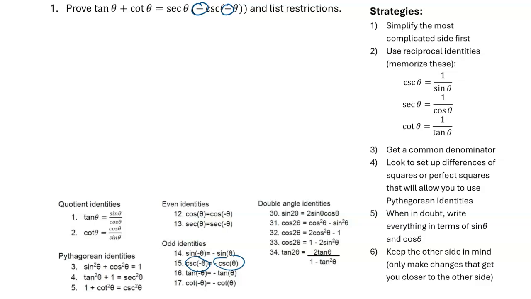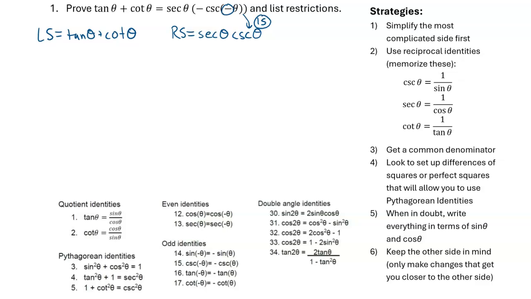So if this was not a negative here, then we'd have negative cosecant of theta, but because it's negative of that negative, it actually becomes positive. And so the right side of this equation is going to become secant theta times positive cosecant theta. We've applied identity 15 in order to get that. The left side is going to be tan theta plus cotangent theta.